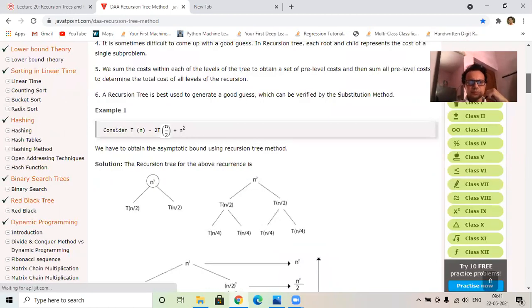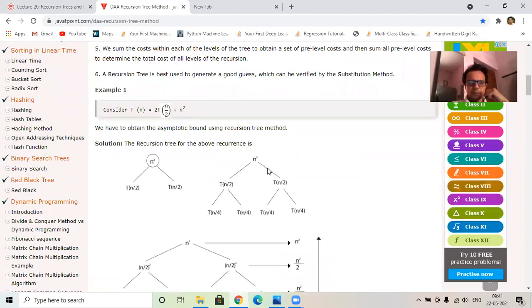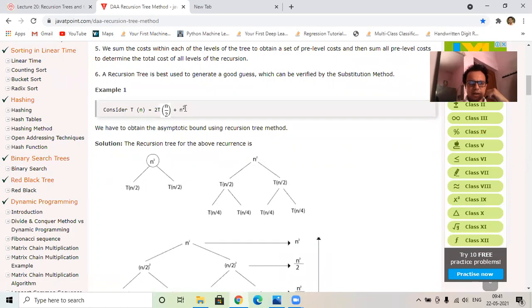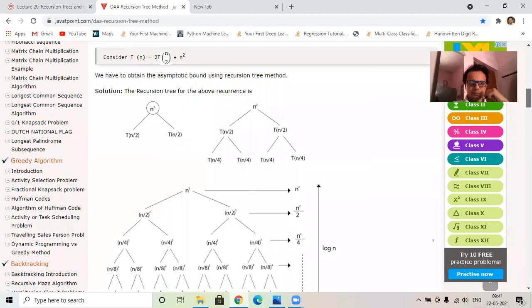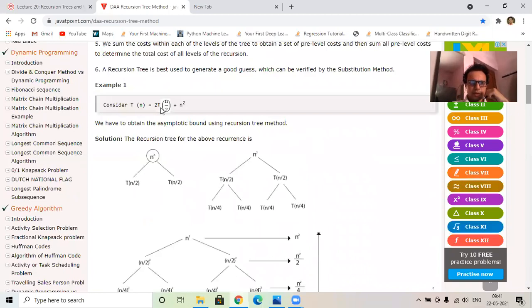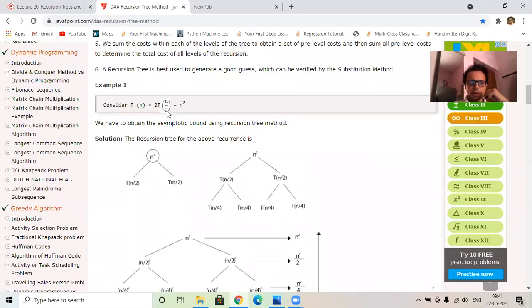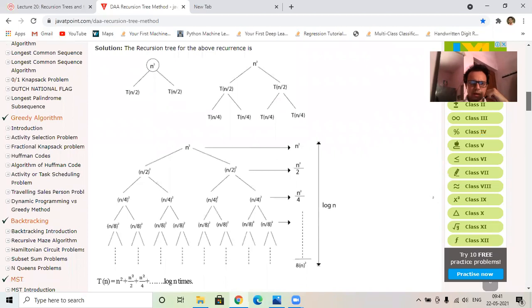So one example I am taking here. Tn is equal to 2Tn by 2 plus n square. So this n square term I am making as the root. And what is the other term? The other term is 2Tn by 2. So 2Tn by 2 means what? Tn by 2 plus Tn by 2. Understood? So left root and right root. So that I will elaborate one after another.